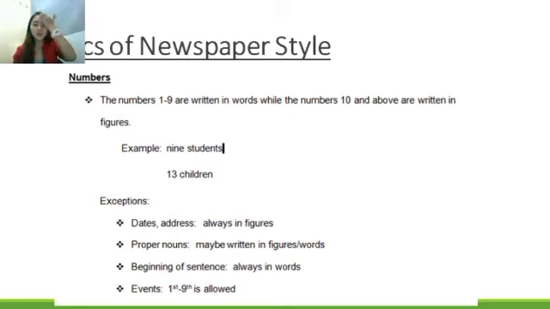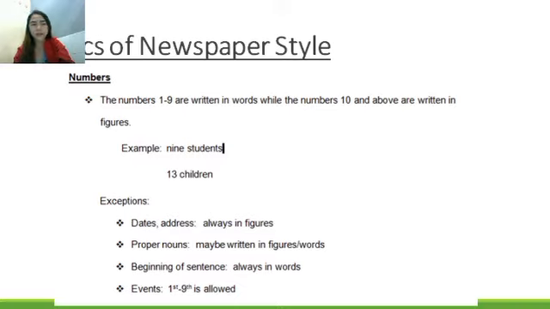The numbers 1 to 9 are written in words, while the numbers 10 and above are written in figures. For example, 9 students, tapos pag lagpas na siya sa 9, you have to write the figure na 13 children. And then there are exceptions, guys, for these numbers. Dates, addresses, always in figures, ha? Hindi natin pwedeng isulat porket sinabi dyan na pag 1 to 9, written in words. Ito yung mga exceptions. Sana pag address, dates, proper nouns may be written in figures or words. Beginning of sentence then always in words.